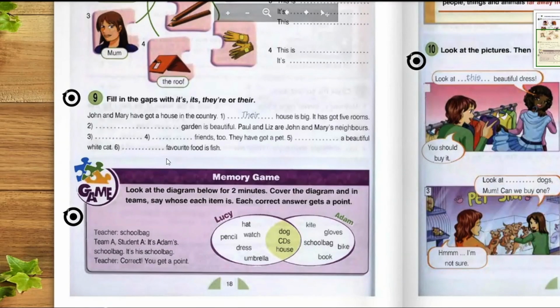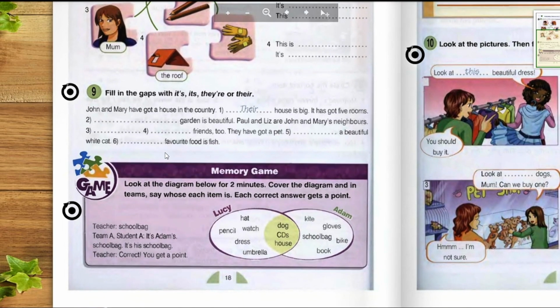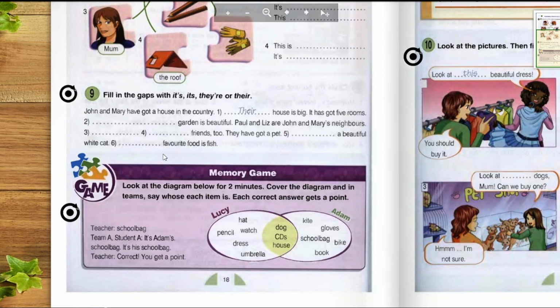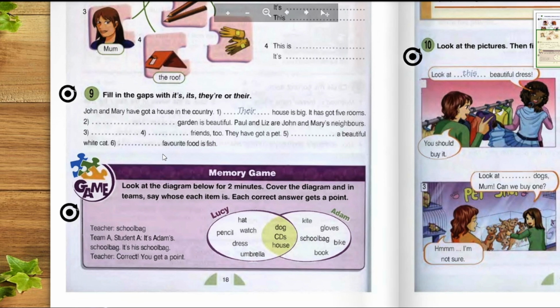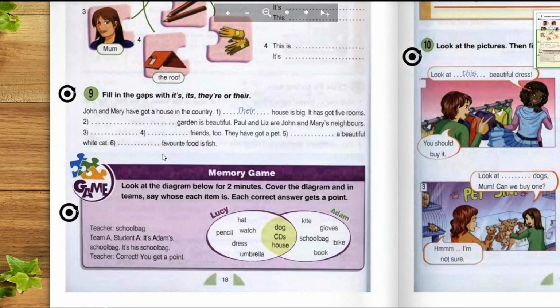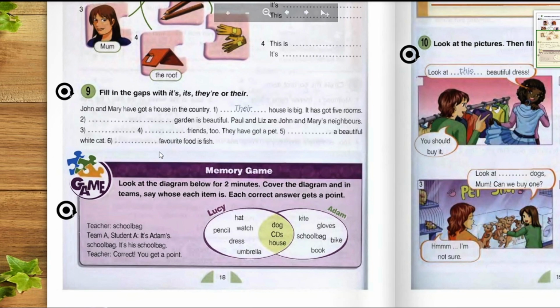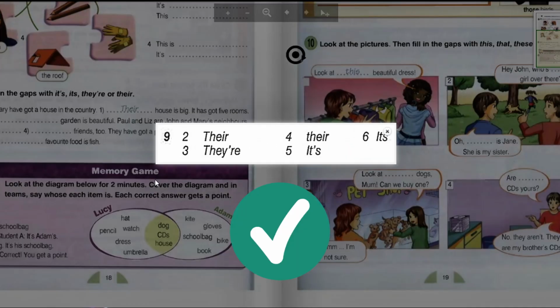Fill in the gaps with its, it is, their, they are, or theirs. Jane and Mary have got a house in the country. Their house is big. It has got 5 rooms. Its garden is beautiful. Paul and Liz are John and Mary's neighbors. They are their friends too. They have got a pet. It is a beautiful white cat. Its favorite food is fish. So you can also see the right answer.